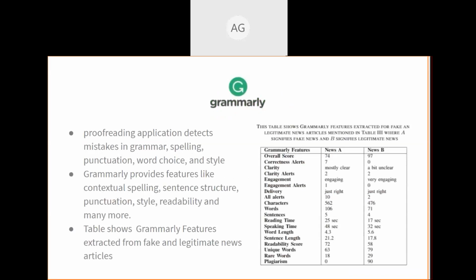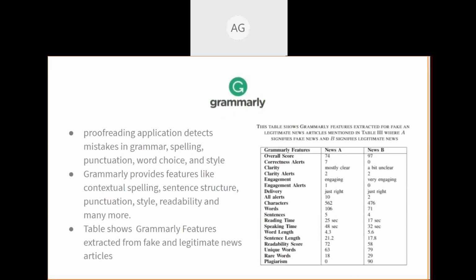So this slide talks about Grammarly, which was our second intuition. So what is Grammarly? Grammarly is a proofreading application that uses artificial intelligence and natural language processing in providing real-time suggestions to mistakes in grammar, spelling, punctuation, word choice, and style. Grammarly provides numerous facilities like contextual spelling, grammar, sentence structure, punctuation, style, vocabulary enhancement, plagiarism, word count, readability, and vocabulary.